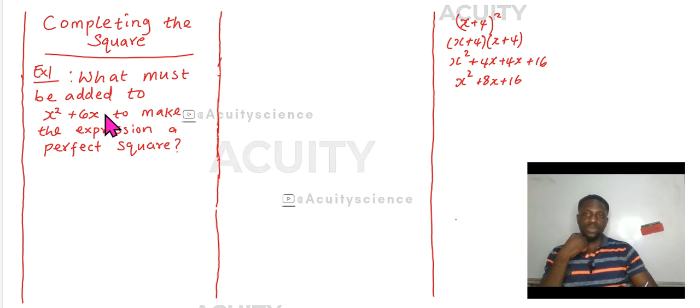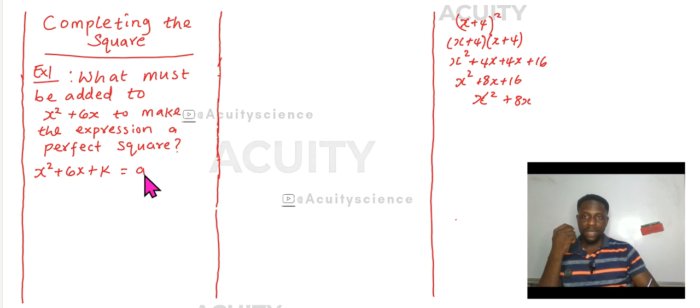So I'm thinking of a number I should add here, assuming the 16 was not given, I just have x squared plus 8x. You'll get the usefulness of this process as we proceed. If I just had this like this, how would I have known what to add here so that I'll have a perfect square? So what I will do is, I'll write out the expression and just add k, and I will assume that it will be a perfect square in the form x plus a all squared. Alright, and now open this. When I open it up, I'll just match the values.